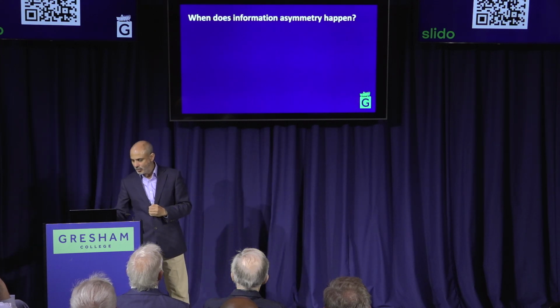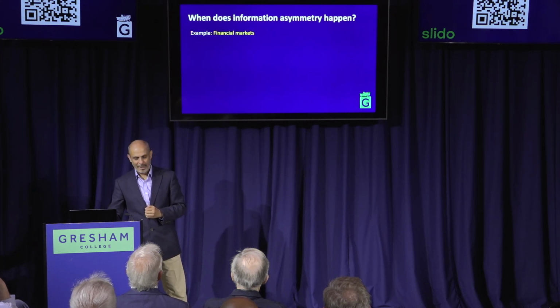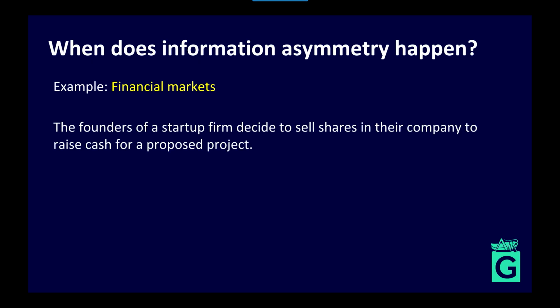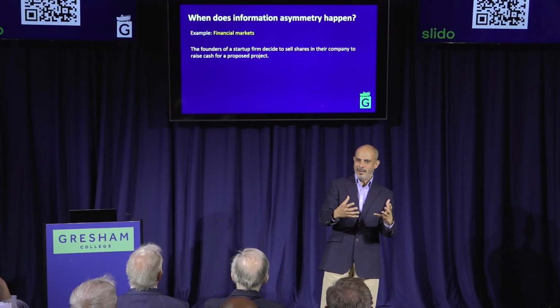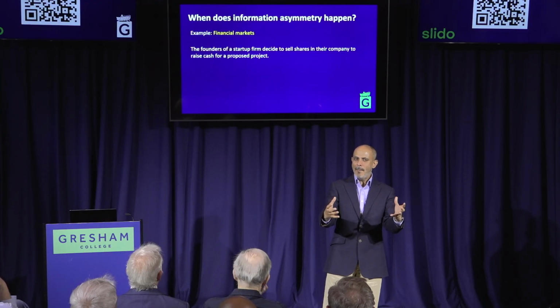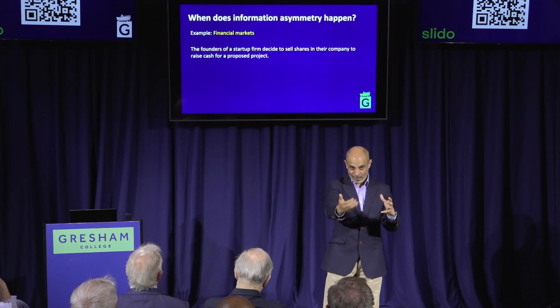So when does this information asymmetry happen? Let's take some examples. Think about a financial market. You have a founder of a startup firm. This founder is trying to sell shares in their company to raise cash for a project. Now, who knows more about the quality of that project? It's definitely the founders. So if the founders are selling shares in the company, I'm giving you a share in something for, say, 100 pounds. Am I going to give you a share in a company which is worth more than 100 pounds per share, in return for getting 100 pounds from you?